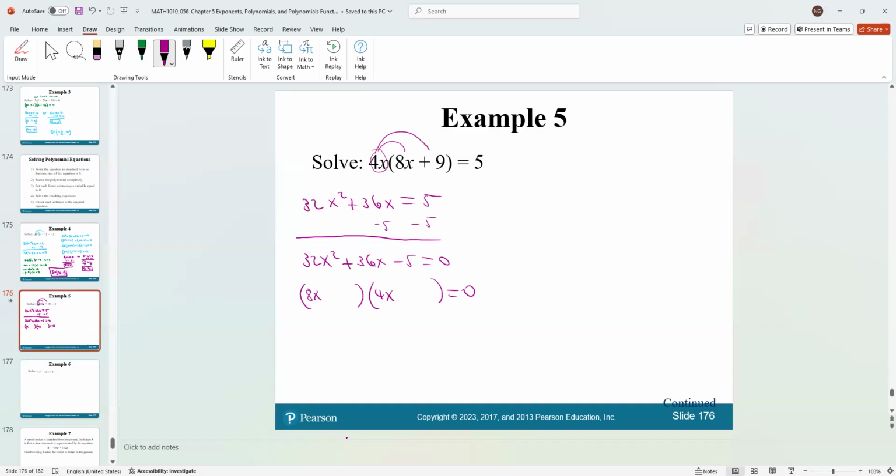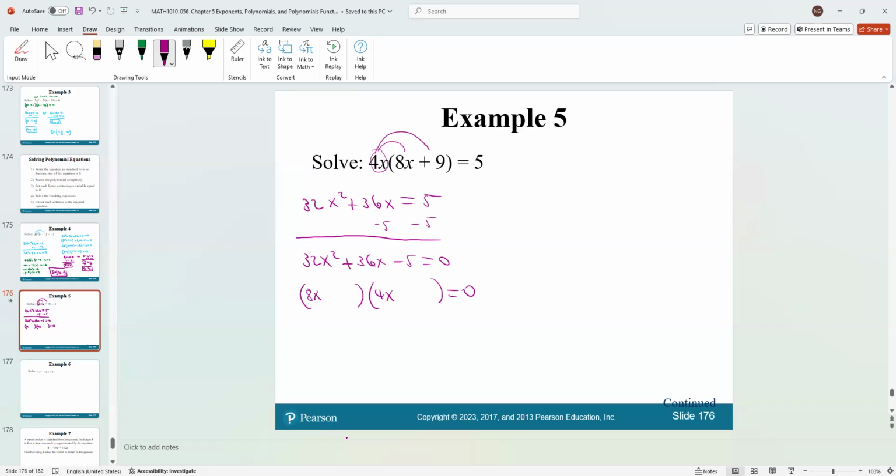Now, because I need 36, how can I rewrite -5? Two numbers that when I multiply give me -5. Remember, 5 is a prime number. A prime number has only two factors, 1 times 5. So there are no other factors that when you multiply would give you 5.